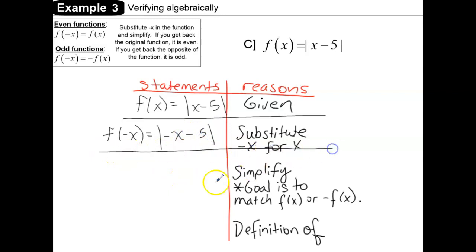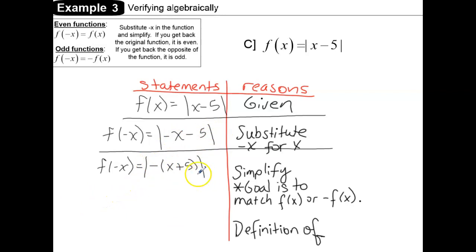Now in step 3, we want to simplify with the goal of making it match either the even or the odd definition. So when I substituted in that negative x, now I want to see, can I make this match what I started with? The only thing I can really see here that I could do, since these are both negative terms in the binomial, is factor that negative to the front as a GCF. So let's try that. If I factor out that negative, now I'll have the quantity x plus 5 in my absolute value, because if I distributed, see how I would get back negative x, and then a negative times a positive is a negative 5.